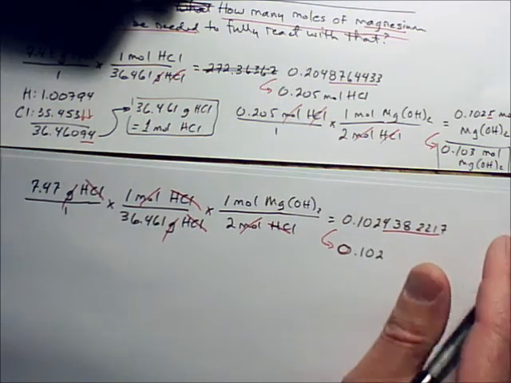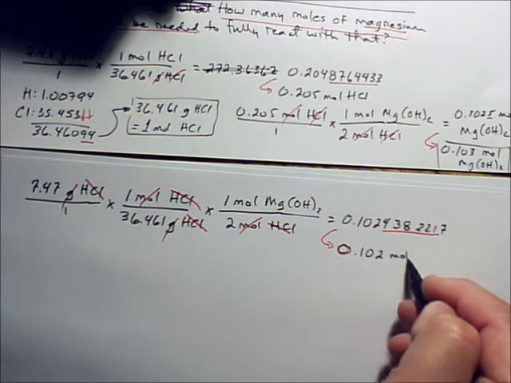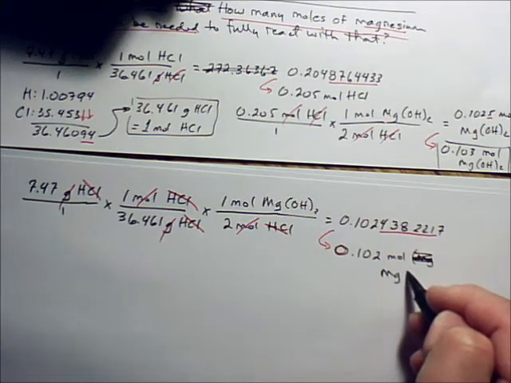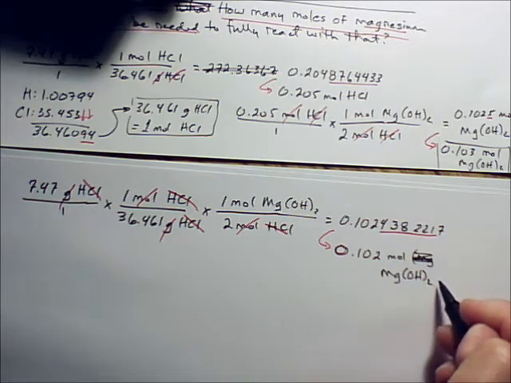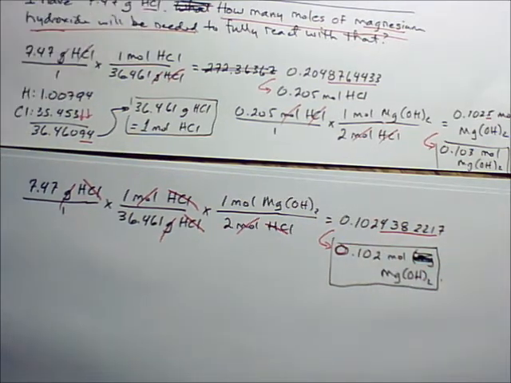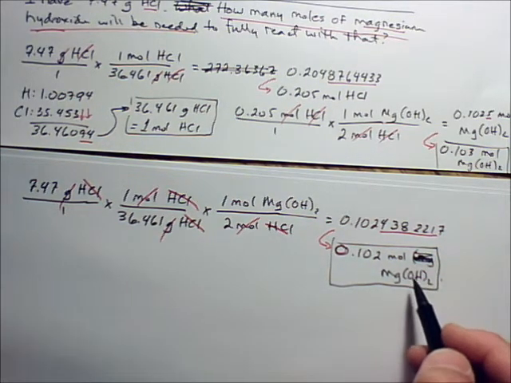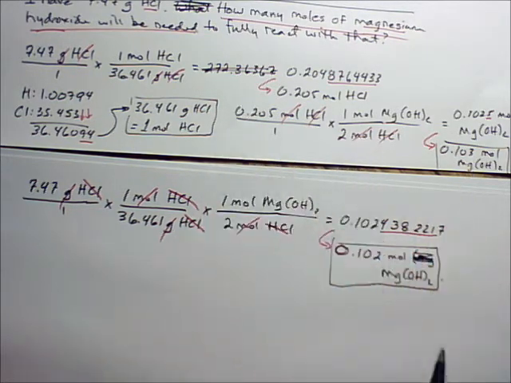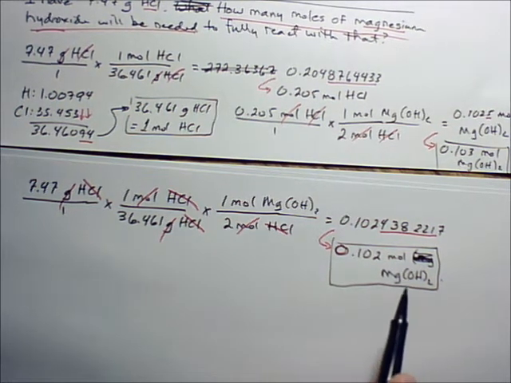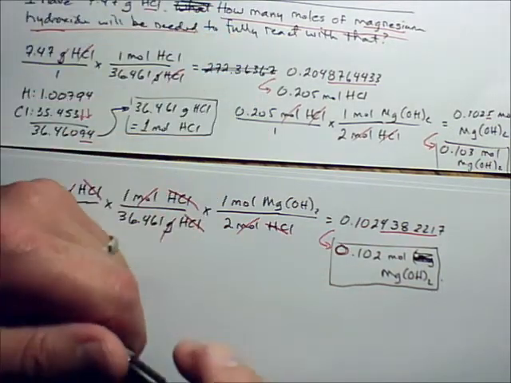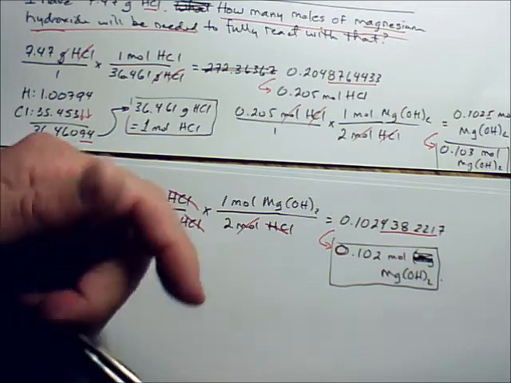So 0.102 moles of magnesium hydroxide, and that is the final answer. And this one's probably more accurate than the other one, simply because I didn't propagate an error as much. Every time you round off, you're propagating an error unless you do it at the very end. Rounding off does propagate errors.